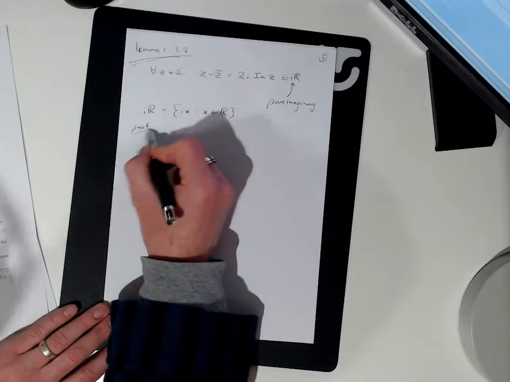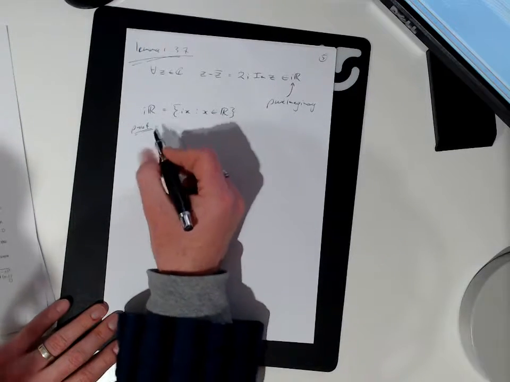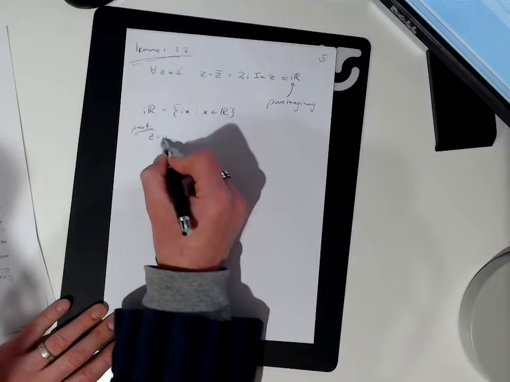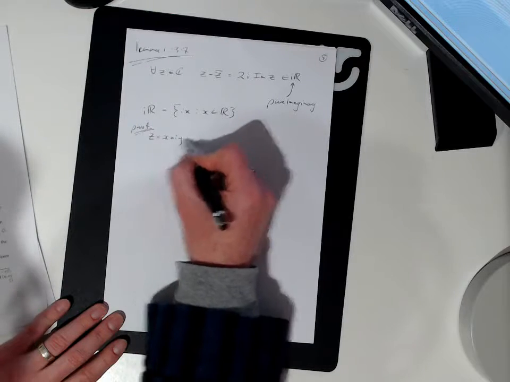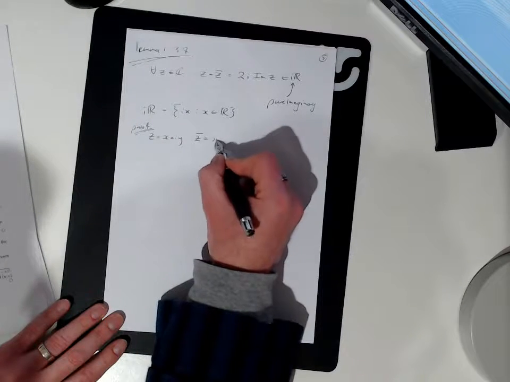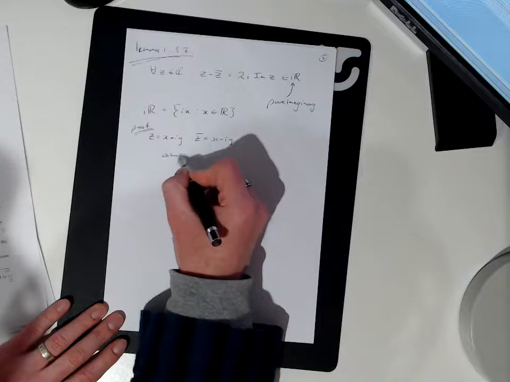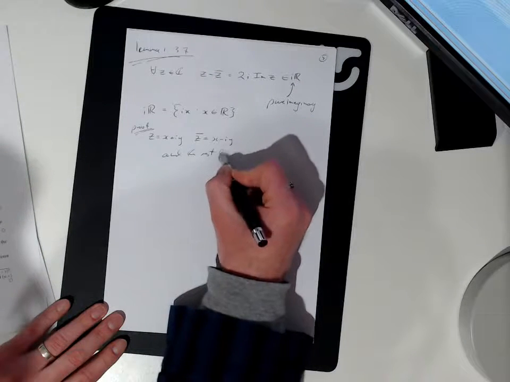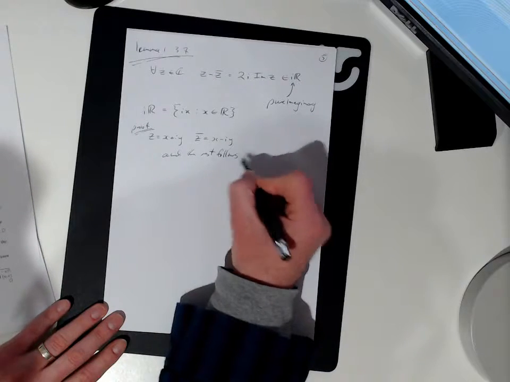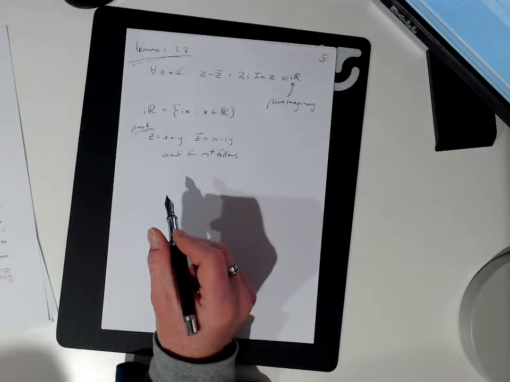Proof. Basically the same as last time. It's pretty easy. z equals x plus iy, complex conjugate of z is x minus iy, and the rest follows. Right, just plug it all in, check it all works.